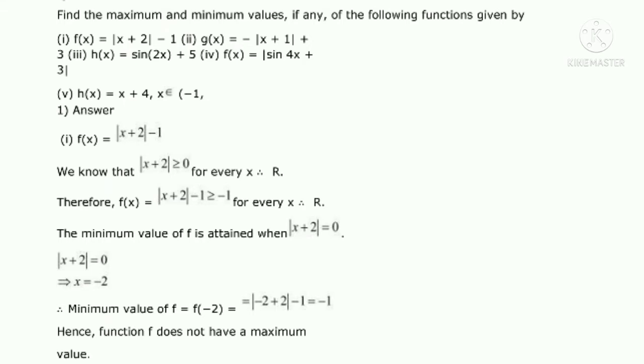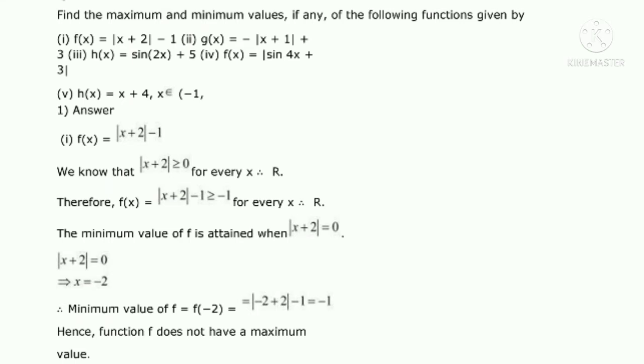In our last class, from exercise 6.5, question number 2, the first question we completed, isn't it? The first question is f(x) = |x + 2| - 1. This one you have already done. And in this question number 2, what you have to do? We have to find the maxima and minimum values without using derivative. So already we know how to solve.